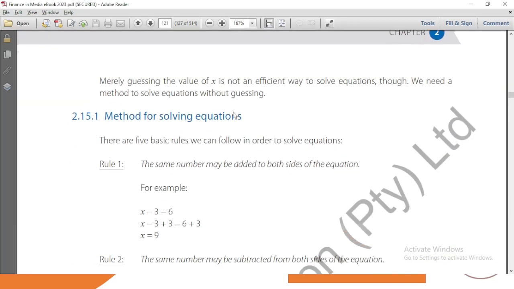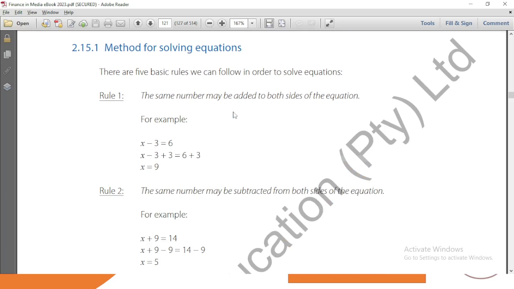So here we are. On the textbook, we're going to start by taking a look at rule number 1. Rule number 1 says that the same number may be added to both sides of the equation. So everything that I just explained earlier will come into existence, and you'll be able to pick up why I was saying that. We've got the first equation being x minus 3 equals 6. If we were to solve this equation, we would want the variable to remain on this side and solve whatever is on the right so that we can get the value of x.